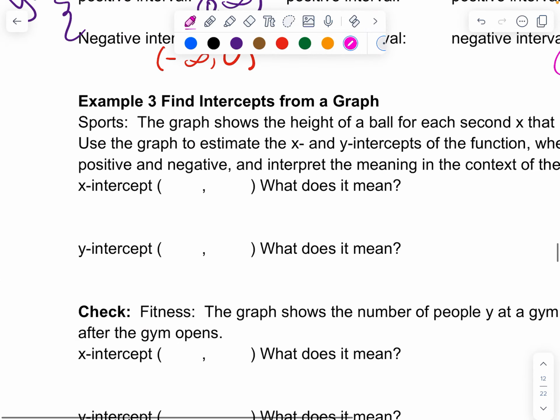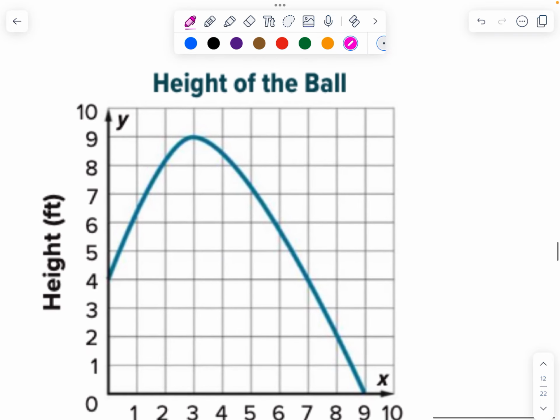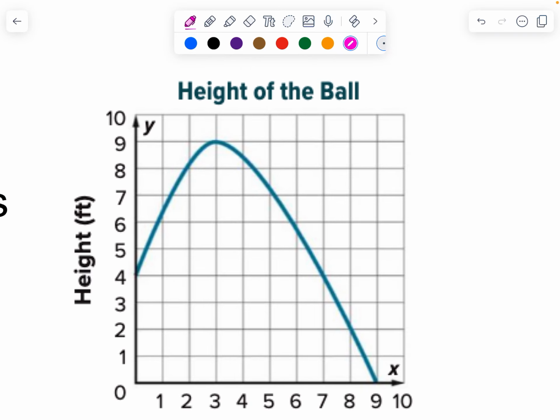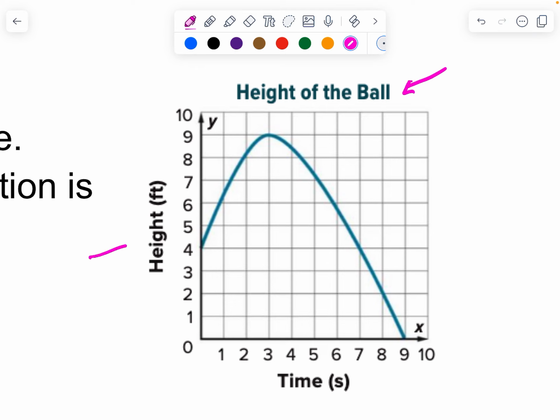Okay? So this one, what I like to do sometimes is, before I even look at what the equation is or the question is asking, I look at the graph because it gives us lots of information. The height of the ball is here, which tells us what that graph's about. This is how tall it is, this is the amount of time. You can kind of figure out that it's talking about the ball being in the air. So this is my y-intercept. So that's the 0, 4.